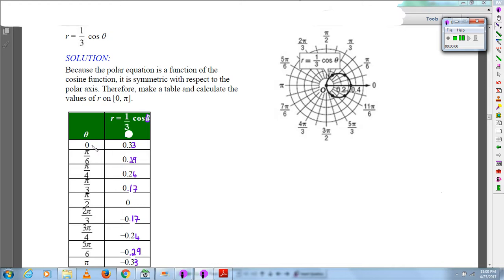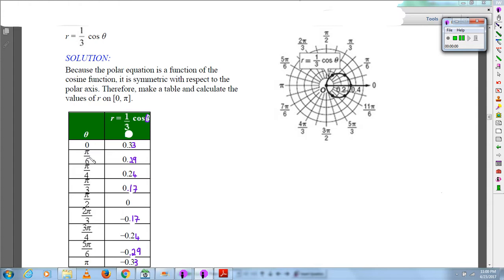The first point will be 0 radians, 0.33. From the center, since your r is positive, you will follow the direction of your theta, or your angle. You count the scale going by 0.1, 0.1, 0.2, 0.3. This is 0.4, so 0.33 will be close to 0.3, a little bit more than 0.3. And next, move on to the next point.